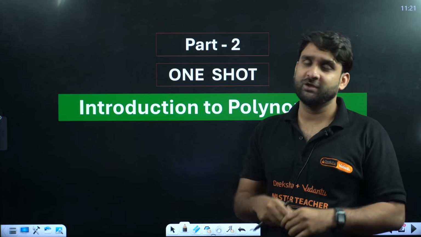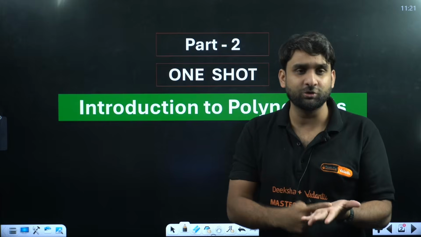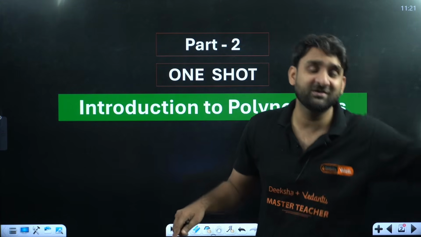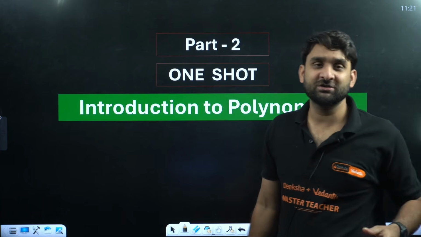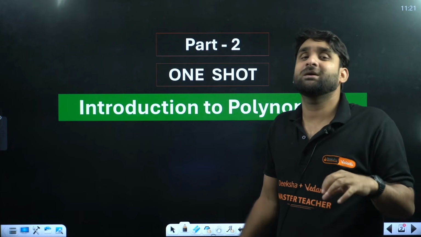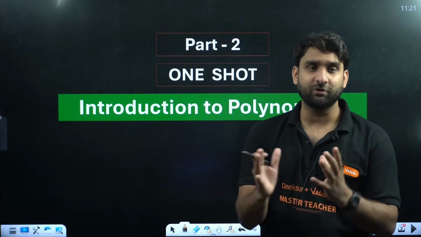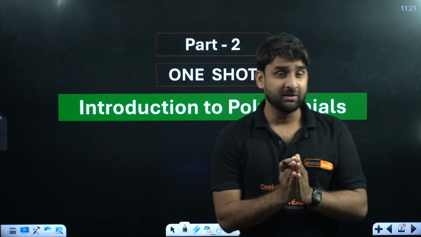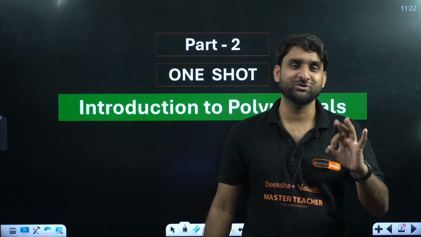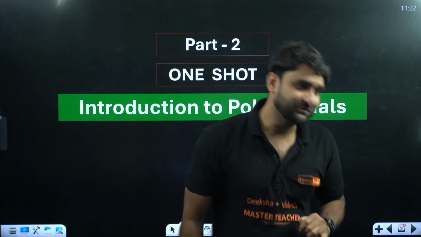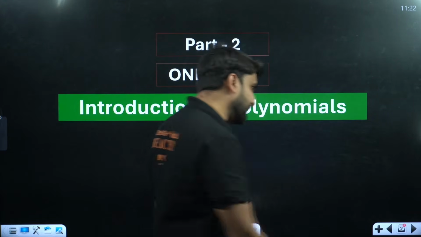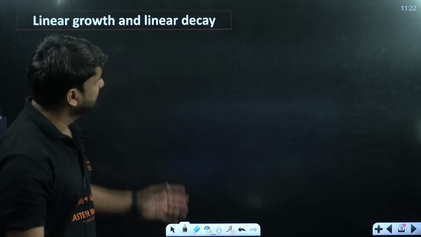A few things are remaining in the chapter, like linear growth, linear decay, and how to draw the graph of the polynomial. Everything else I have already discussed in part 1. Students watching for the first time should go and watch the part 1 video also, to get complete conceptual clarity of Introduction to Polynomial, because I have taught everything from basics to advanced there. So let's start part 2, one shot of Introduction to Polynomials, without wasting a moment.